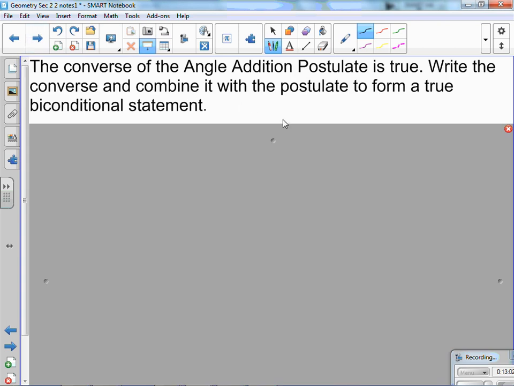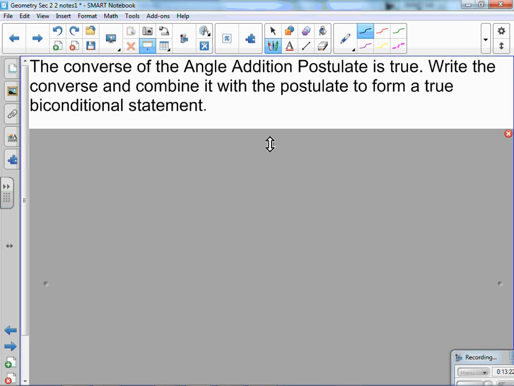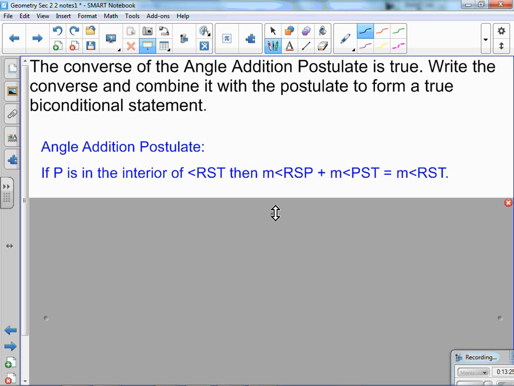Okay, so then here we have the converse of the angle addition postulate is true. Write the converse and combine it with the postulate to form a true biconditional statement. So, angle addition postulate. First off, probably have to be refreshed on what the angle addition postulate is from the last chapter. This angle addition postulate said if P is in the interior of angle RST, then the measure of angle RSP plus the measure of angle PST equals the measure of angle RST. So that's the angle addition postulate.